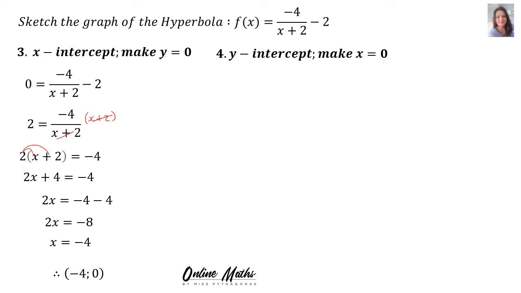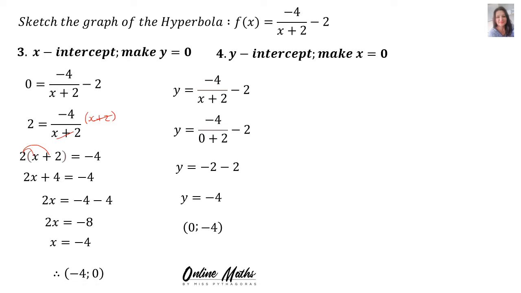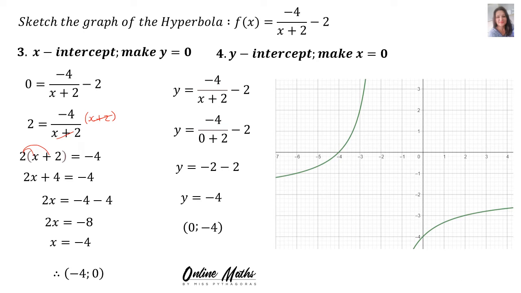Then y-intercept, make x 0. And we will say y is equal to negative 4 over 0 plus 2 minus 2. And that results in y is negative 2 minus 2, y is negative 4. And as a coordinate, it will be the point 0 and negative 4.